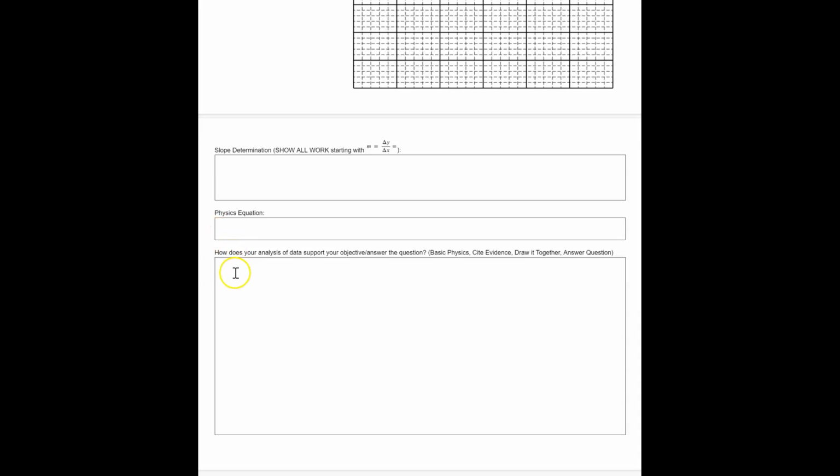The last part that they're going to do here is state how the analysis of the data might support the objective or the answer to the question, and they should use some sort of acronym. I know some people use claim evidence reasoning. Here I'm using basic physics, so they actually have to show some sort of equation or tell about a conceptual thing that they know in terms of physics. Cite evidence, typically from the graph or from any of the data, draw it together, and then finally answer the question. And that is what that experimental design template does for them.